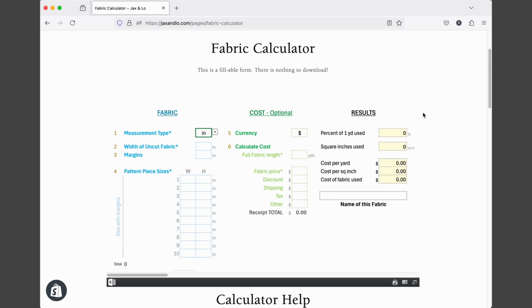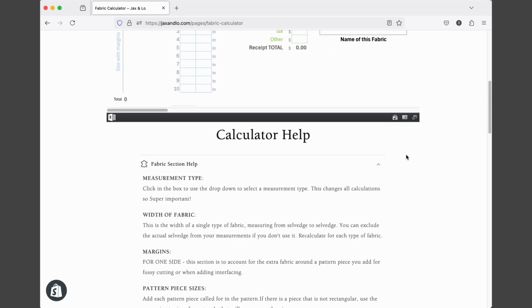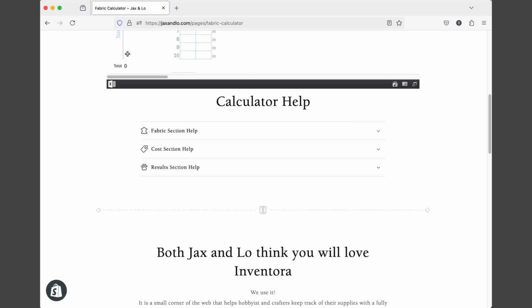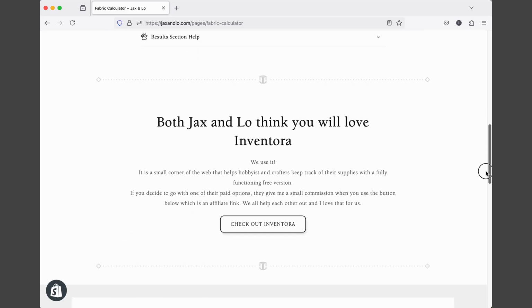Just as a quick introduction of the page, there is a help section down below that is collapsed and you can open it up, and it explains what each of the items in the calculator mean in more detail in case you don't understand.